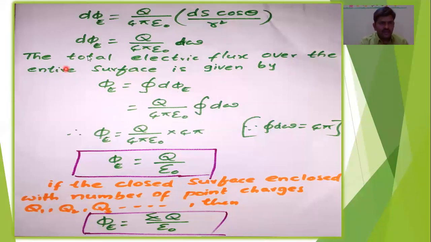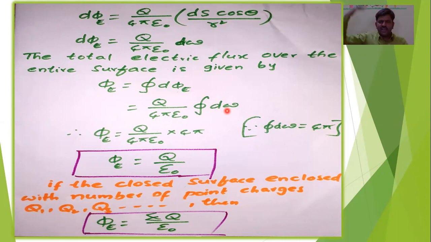d phi e is the electric flux by a small element. What we require is the electric flux coming out of the entire surface. So we need to integrate over the entire surface. That is what we are doing here. We are integrating d phi e over the entire surface. Then we get q by 4 pi epsilon naught integral d omega. Integral d omega means this small block is making an angle of d omega.